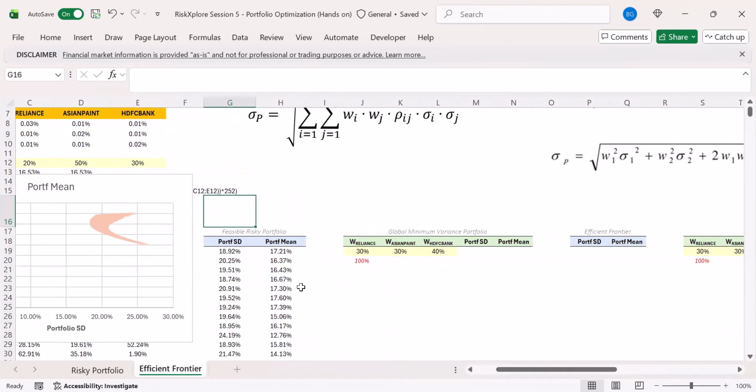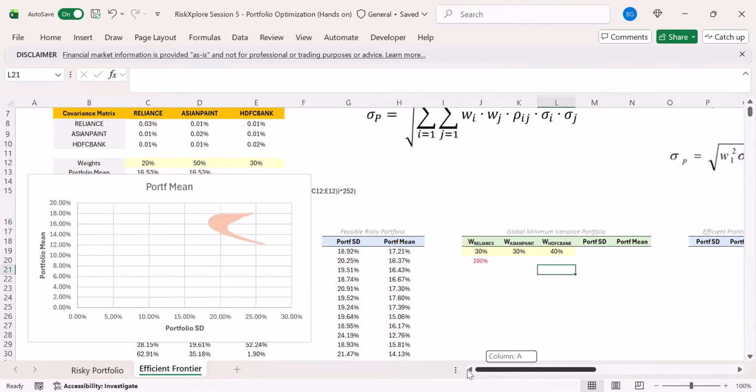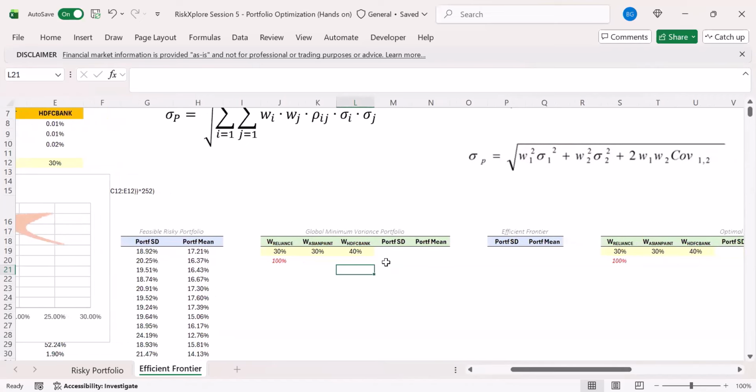So for finding out the global minimum variance portfolio, what does this mean? That below this point, we will not opt for those portfolios on this frontier. So these are all possible portfolios. Among these, there are some portfolios that we will never choose, right? So how to filter out those portfolios?